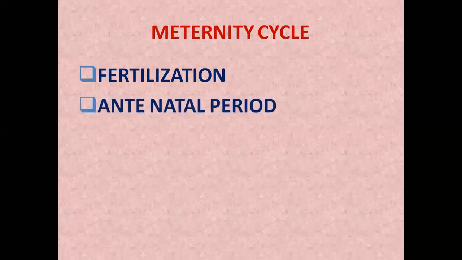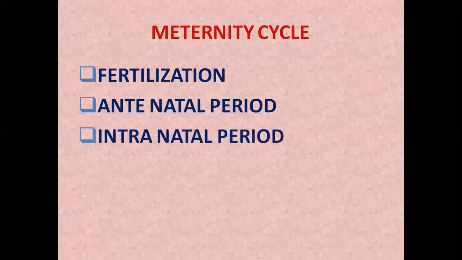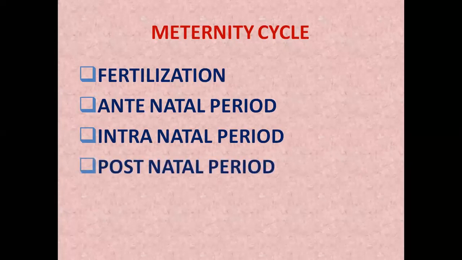followed by the antenatal period, followed by the intranatal period. Antenatal means before the birth of the baby. Intranatal means the actual delivery process when the baby is going to be born or delivered. Postnatal means when the baby is born, the baby is out of the womb of the mother. Then we have to take care of both mother and baby in that postnatal period.